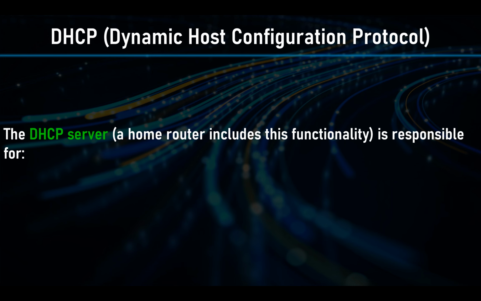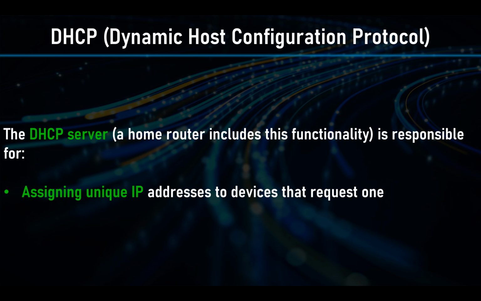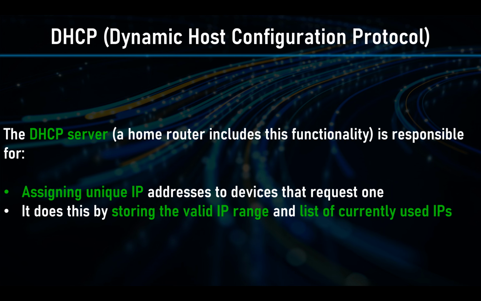If we look at DHCP, a home router is going to include this functionality. This is responsible for assigning a unique IP address to devices that request one, if available. It does this by storing the valid IP range and the list of currently used IPs. Then it's going to assign an unused one from that range, which is what point 1 is saying.